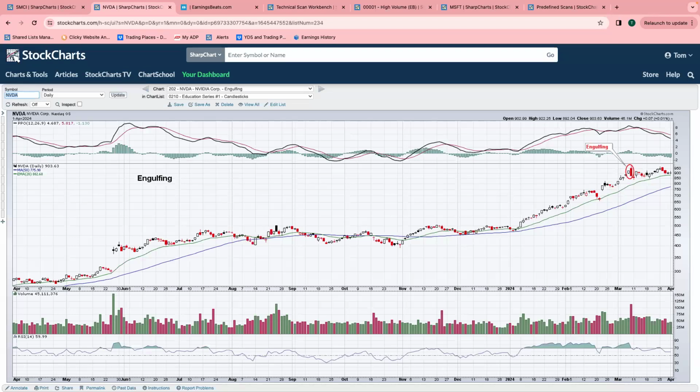Do engulfing candles always work? Nothing always works. Anything that I talk about, whether it's price support, divergences, the PPO, or candlesticks, everything I talk about is designed to help me manage risk, not to provide a guarantee. So never look at this as a guarantee.